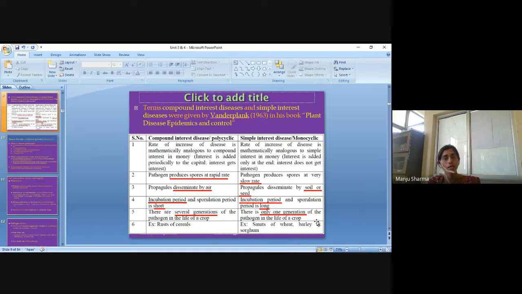In polycyclic disease, there are several generations of the pathogen in the life of a crop, and in monocyclic disease, there is only one generation of the pathogen in the life of a crop. For example, polycyclic: rust of cereals; and monocyclic: smut of wheat, barley, and sorghum.